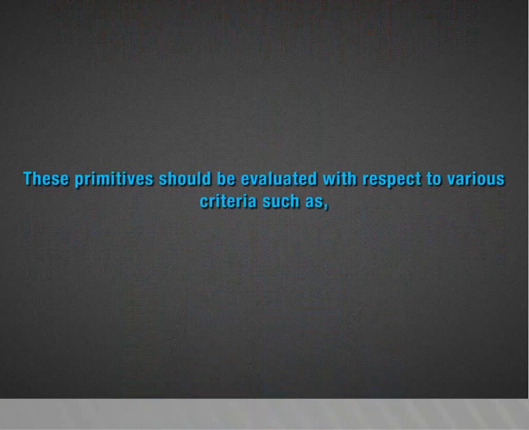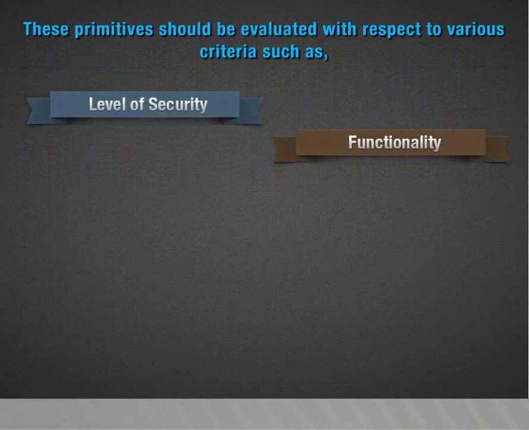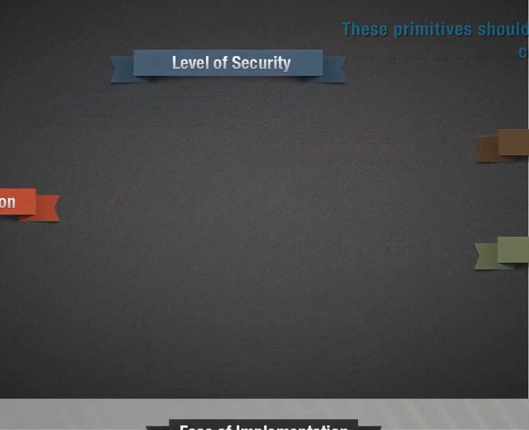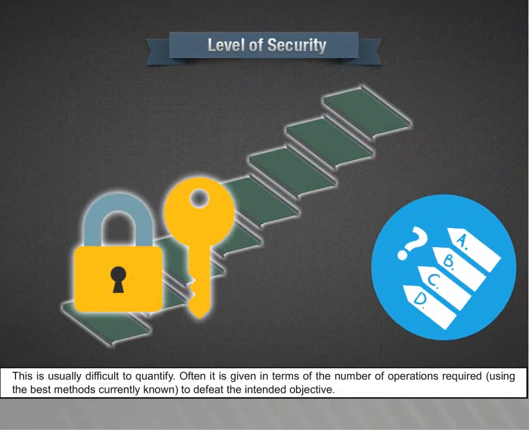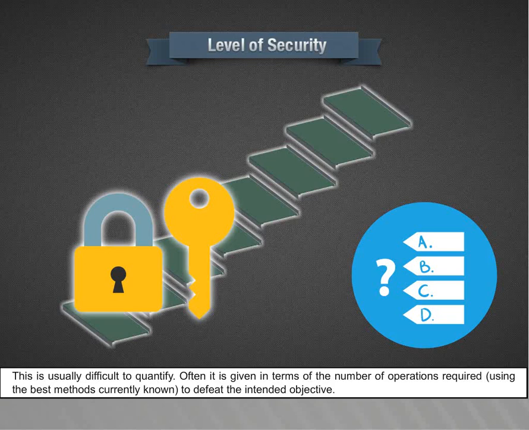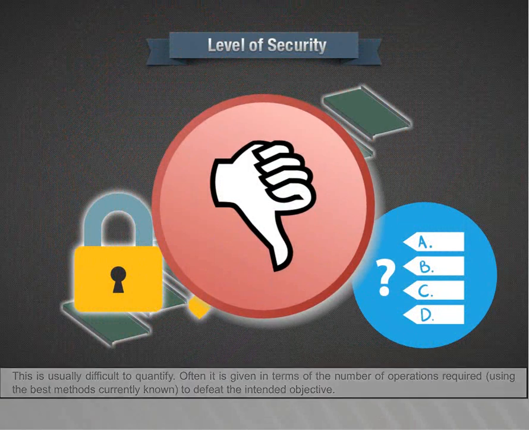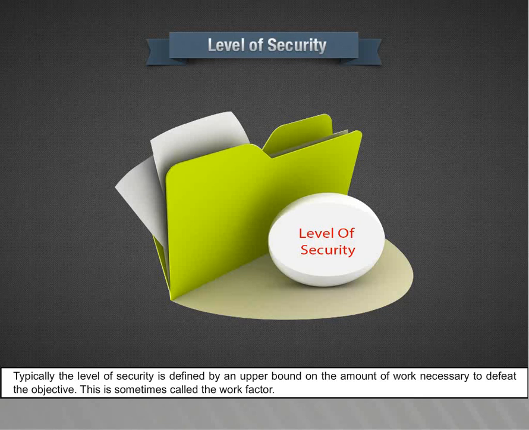These primitives should be evaluated with respect to various criteria such as level of security, functionality, methods of operation, performance, and ease of implementation. Level of security. This is usually difficult to quantify. Often it is given in terms of the number of operations required, that is, using the best methods currently known to defeat the intended objective. Typically, the level of security is defined by an upper bound on the amount of work necessary to defeat the objective. This is sometimes called the work factor.